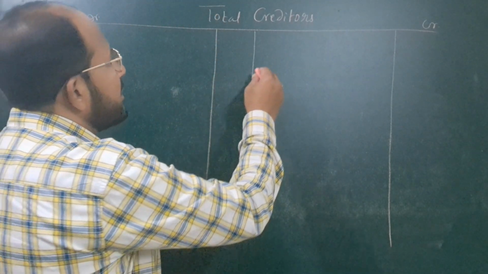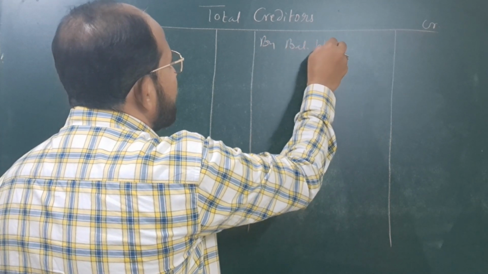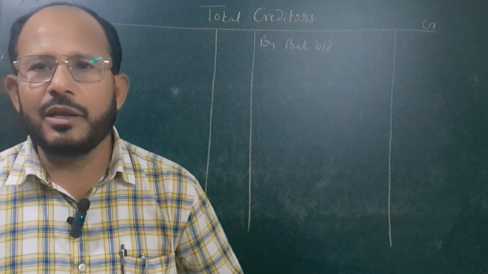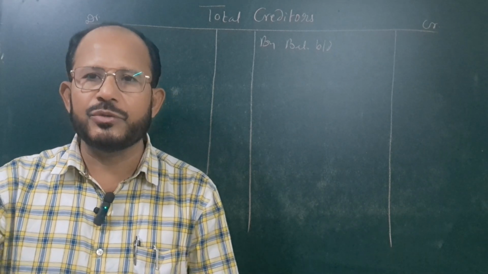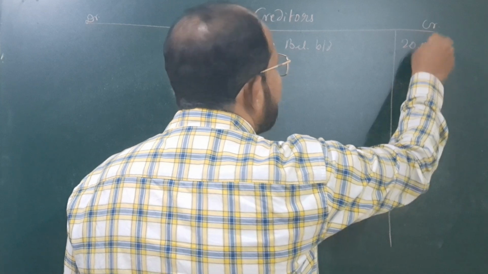Therefore while preparing this account, what we have to do is, first we have to take the balance, opening balance if any given in the problem, opening balance of creditors. Assume that rupees 20,000 is given. That opening balance is required to be written here first.